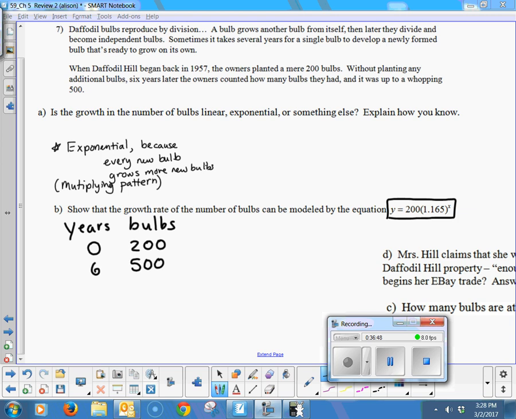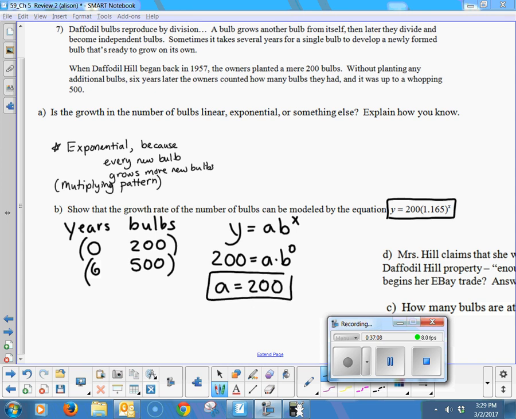Okay, so I now have 2 points on an exponential graph. So if I have this function y equals a times b to the x, I know that if y is 200 equals a times b to the 0, b to the 0 is 1, so my a value must be 200, right? Because b to the 0 is 1.